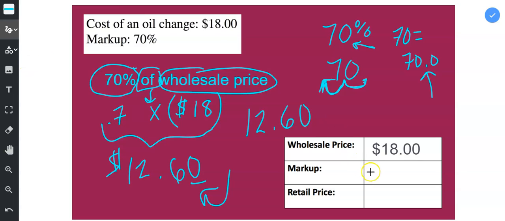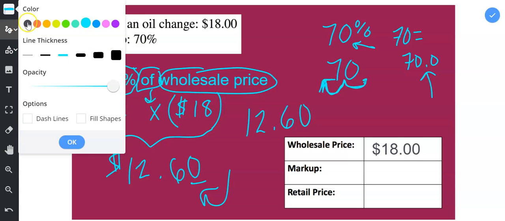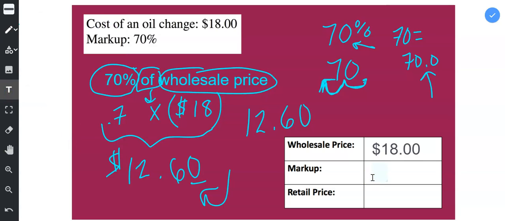And now I can type in the markup over here. I'm going to switch colors, go to the typing tool, and then the markup is the $12.60. So think about it. That would be abnormal to write it like that when you're dealing with money. You have to get used to the fact that money has 2 places. The tenths place, there's always a number, and there's always a number in the hundredths place.